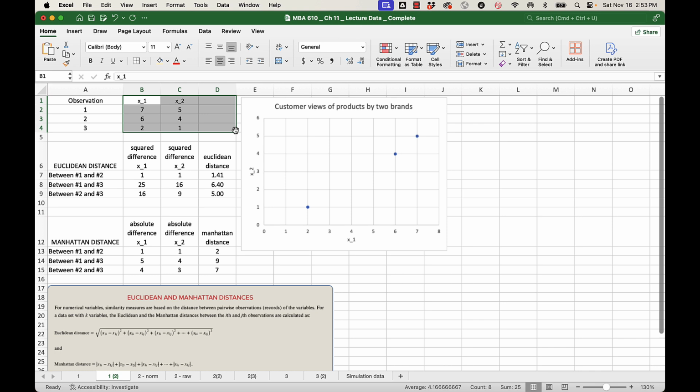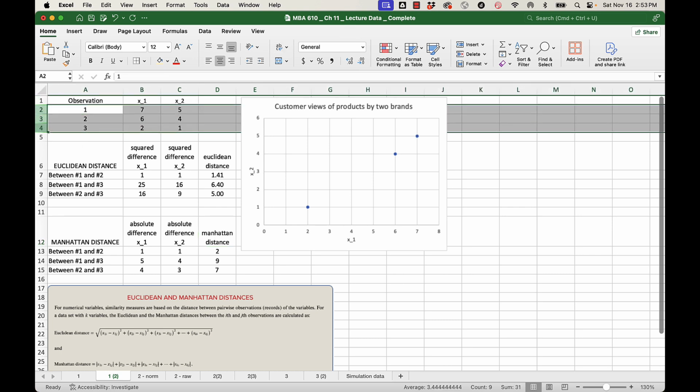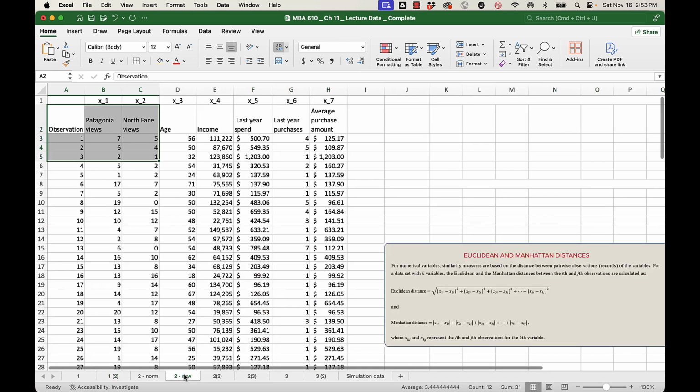do is understand what the similarity measures are, which we've gotten with Manhattan and Euclidean distance. But we've got one more problem that I want to walk you through solving, so that when we tell R that we need to standardize or normalize the data, you understand what that is and why we do it. So these three people, customers 1, 2, and 3, and how many views of Patagonia, how many views of North Face, they're actually part of something a lot larger.